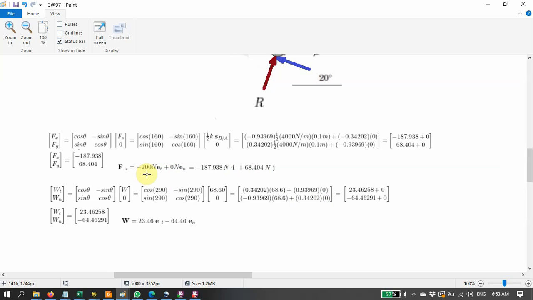So we are using a negative value there, in order for us to evaluate the conversion, right? So this one is negative in the x direction and positive 68.4 in the y direction.